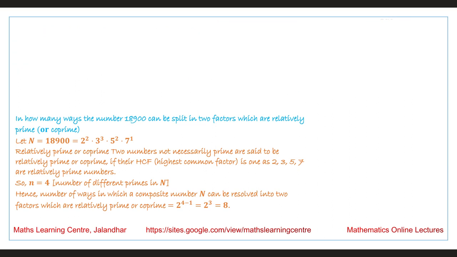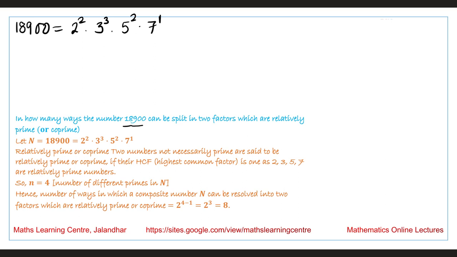Now next we have, in how many ways the number 18900 can be split into two factors which are relatively prime or co-prime. If we write the prime factorization of the number 18900, it is 2 raised to the power 2 into 3 raised to the power 3 into 5 raised to the power 2 into 7 raised to the power 1.